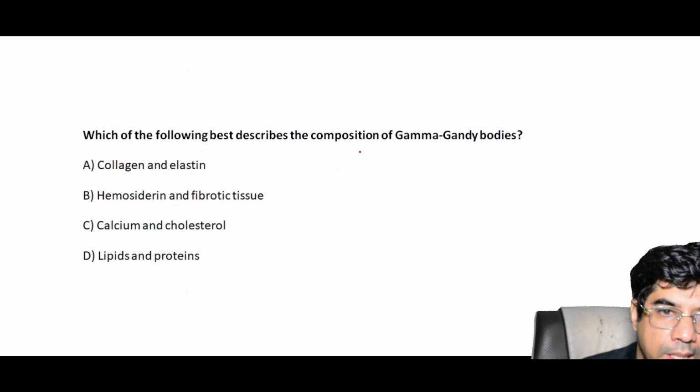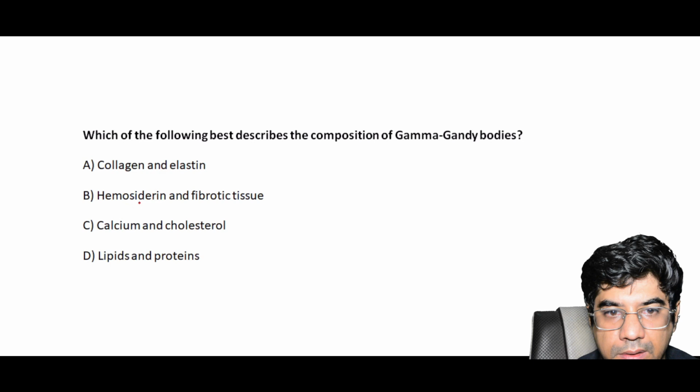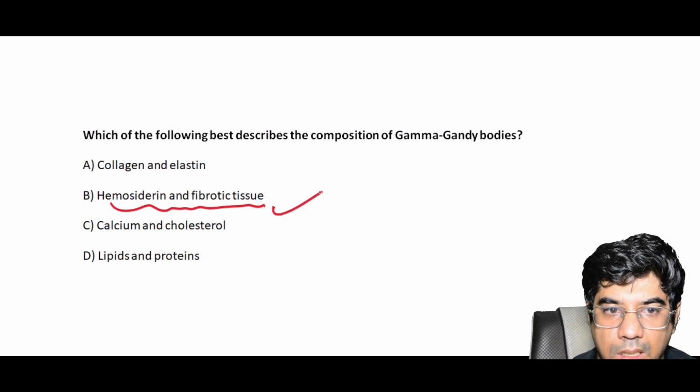So which of the following best describes the Gamna-Gandy bodies? They are composed of hemosiderin and fibrotic tissue. That would be the best answer here.